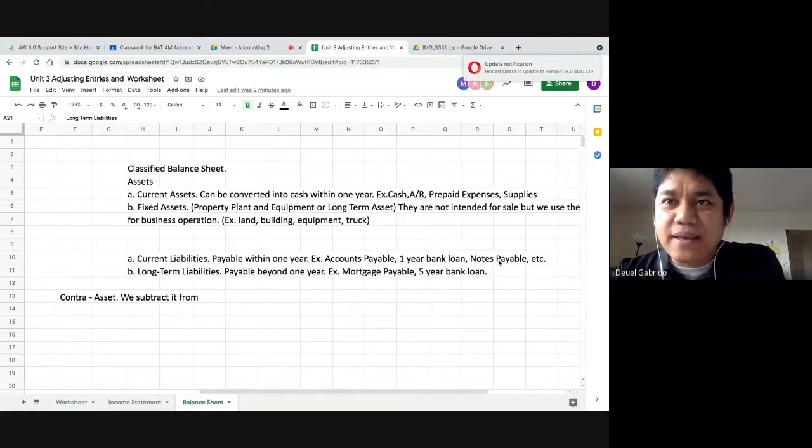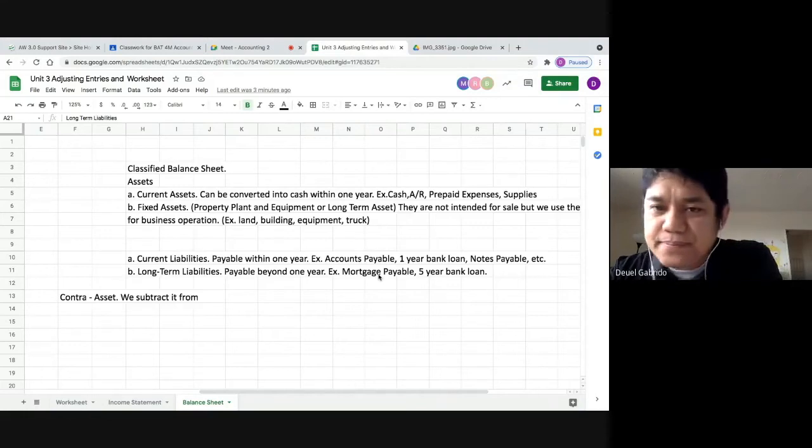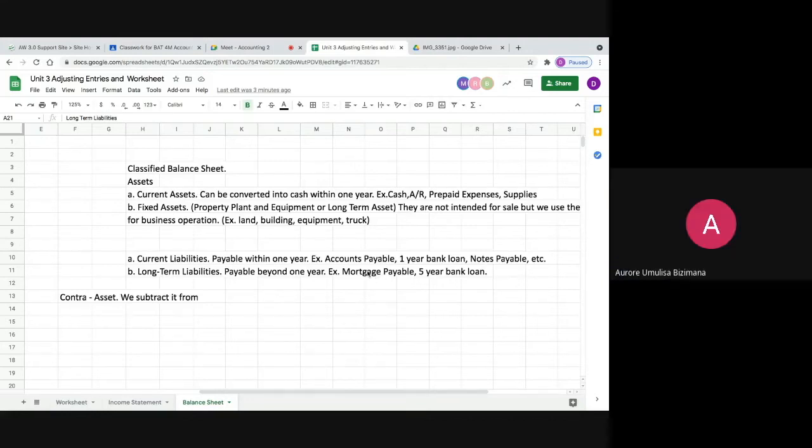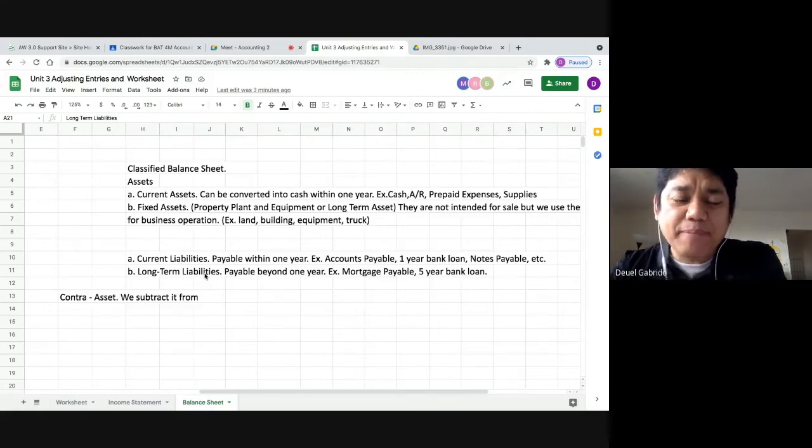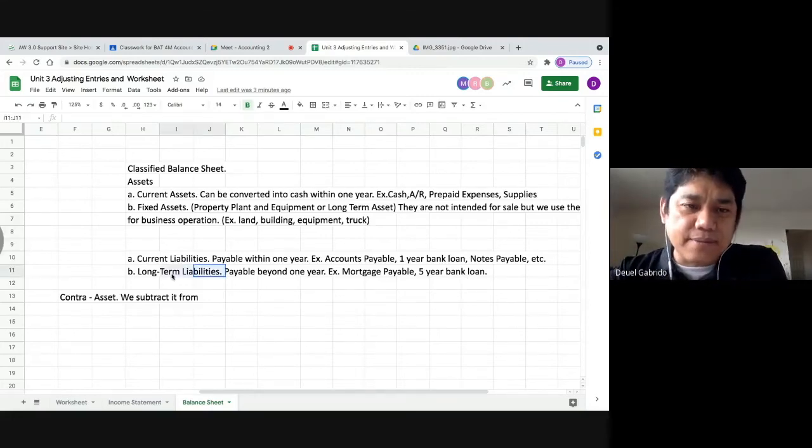All right. So long-term liabilities are payable beyond 1 year. For example, a mortgage. How long are you gonna pay the mortgage normally? It depends if you won the lottery or if you have a lot of cash, right? Mortgage normally is 20 years, 25 years to pay. That's why it's called long term. A bank loan could be long term if it's beyond 1 year. So if it's 2 years to 5 years and so on, that's called long term.